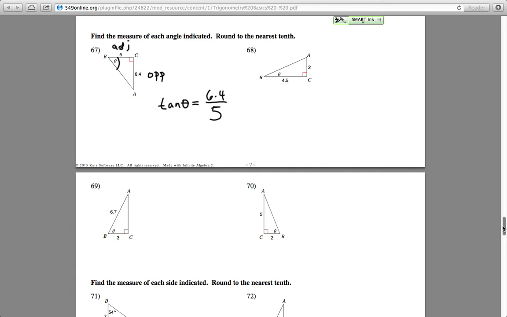Then, what do you do to do this? This is the first time we've talked about it. To undo tangent, like logs undid exponentials, multiplication undid division. How do you drive backwards with tangent? Inverse. Inverse tangent. So you hit second, tangent. It looks like tangent to the -1. That doesn't mean a -1 exponent. That means the inverse of 6.4 divided by 5, and you'll get a degree measure if your calculator's in degrees.